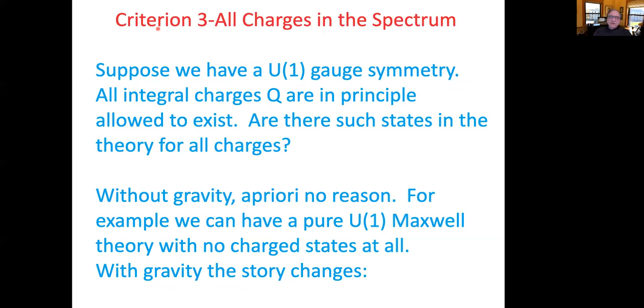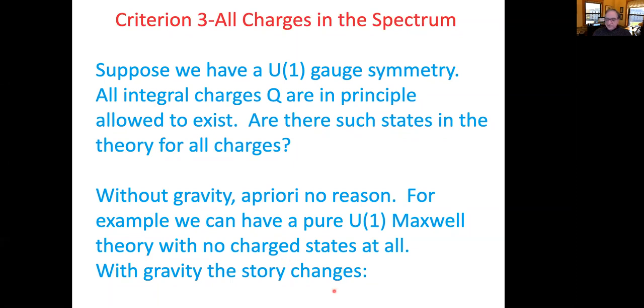So as we said, there are no conserved global symmetries, but there are conserved gauge symmetries. If you consider gauge symmetries, all charges should appear in the spectrum. Suppose we have a U(1) gauge symmetry, like electromagnetism in our universe. All integral charges Q are in principle allowed to exist. Are there such states in the theory for all charges? Does a quantum gravity necessarily have all these charges? Well, without gravity, a priori there is no reason for this to be the case. For example, we can have a pure U(1) Maxwell theory with no charged state at all.